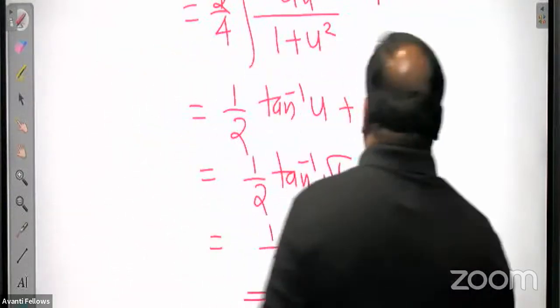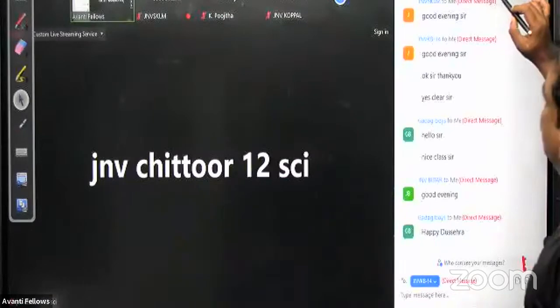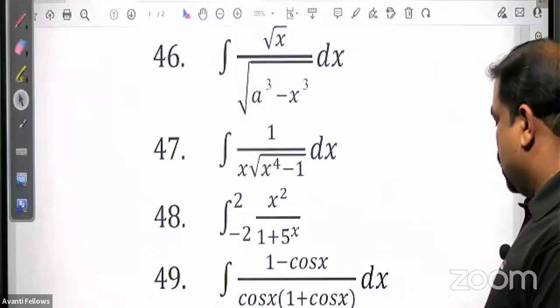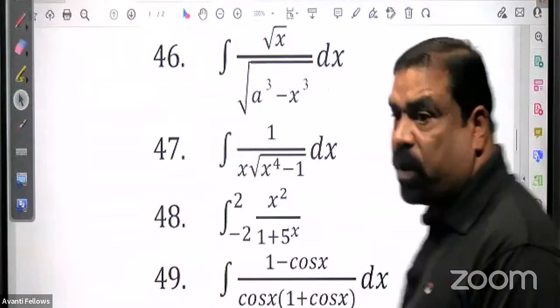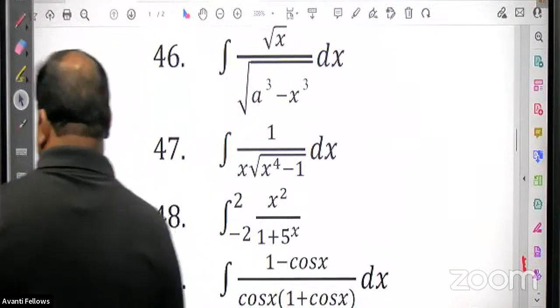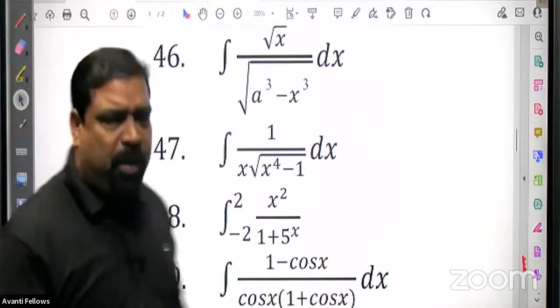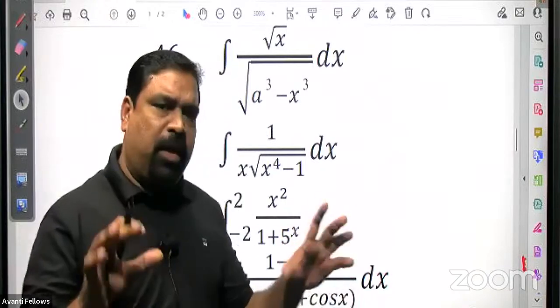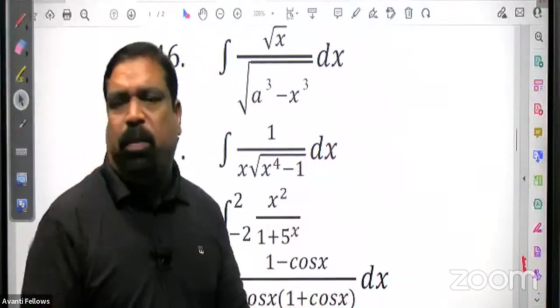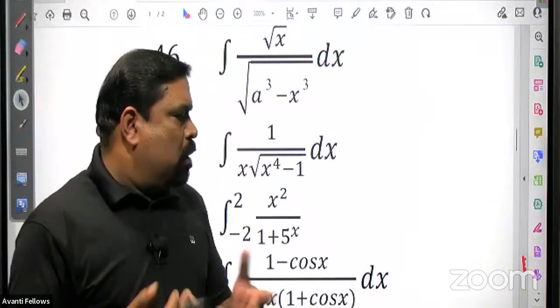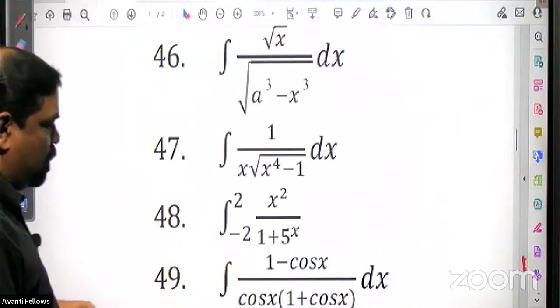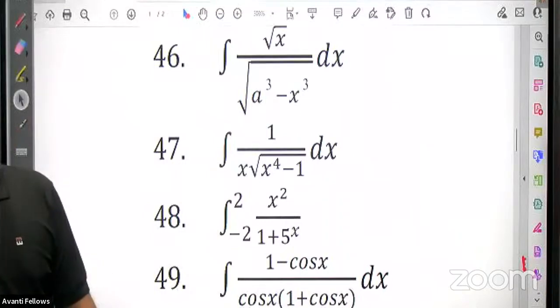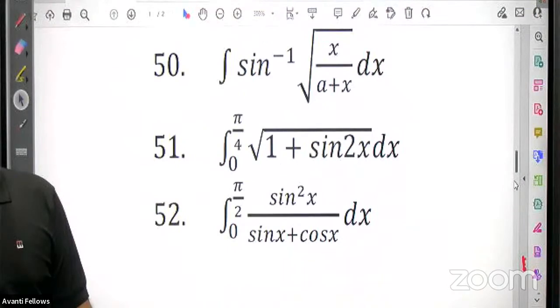I think the time is already about 8 o'clock, so we have to wind up our class. So many problems are there in integration, unlimited problems. We can only do a limited number of problems within this short period of time. Anyway, I hope that the problems I have discussed here will help you for your examination.